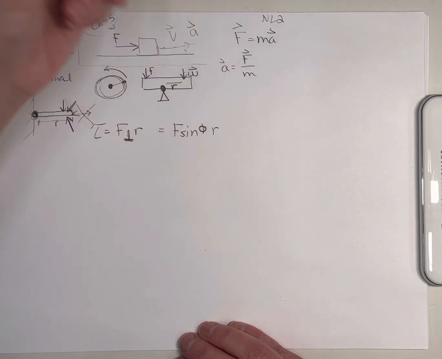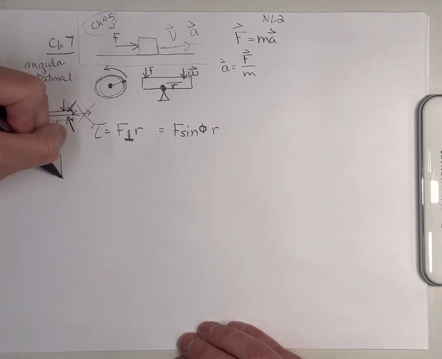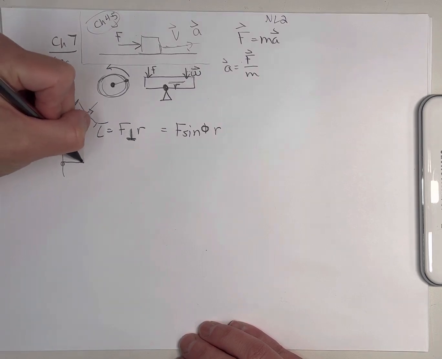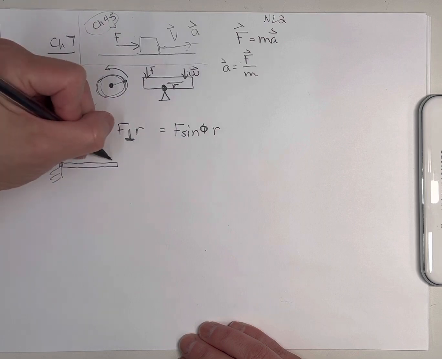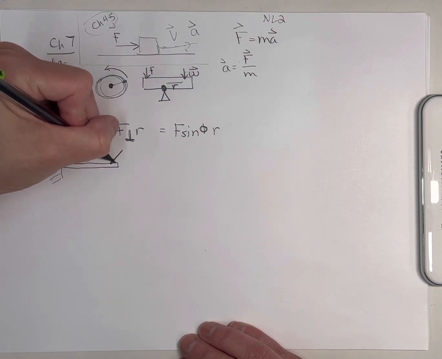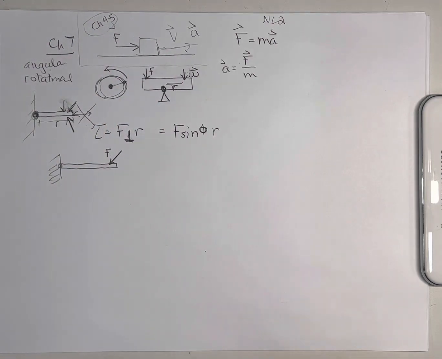So what angle are we talking about? So let's expand this picture. So I have a bar stuck to a wall, like the door handles in our classroom. Okay, here's the pivot. Here is the force applied on an angle. Where is the angle actually? Like where would I calculate it from?